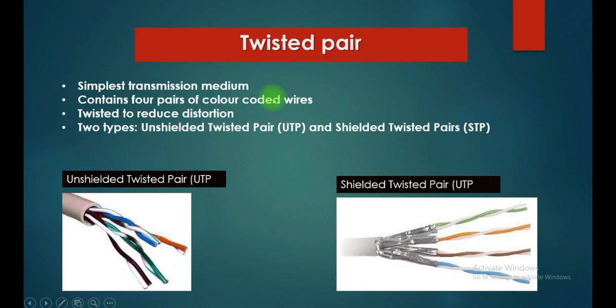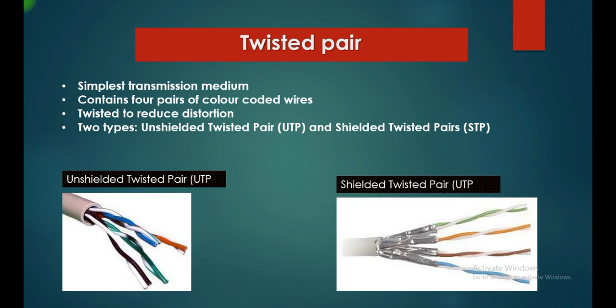For the guided media, we begin by looking at the twisted pair. The twisted pair is the simplest form of transmission medium, and it is also the cheapest. It contains 4 pairs of color-coded wires. So as you're seeing here, there are 4 pairs, so in total, there are 8 wires.